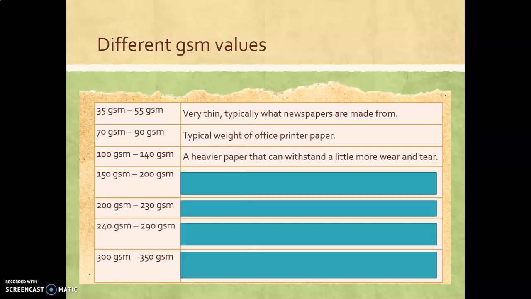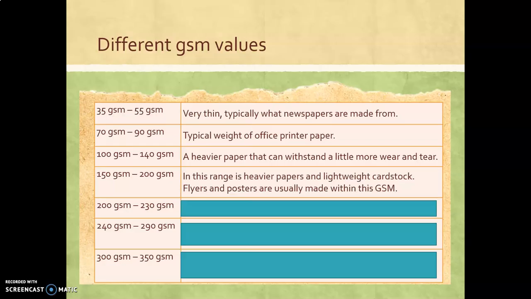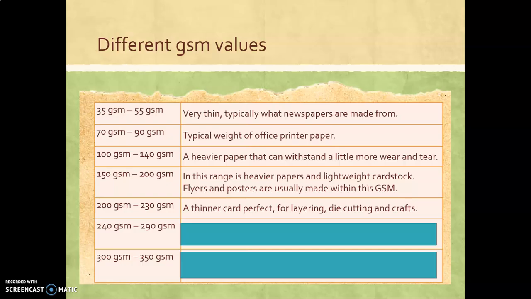100 to 140 is a heavier paper. That's for sort of special projects, perhaps. 150 to 200 is for things like flyers and posters. It's like a sort of thicker paper. 200 to 230, so that's a thin card, things like die cutting and crafts.